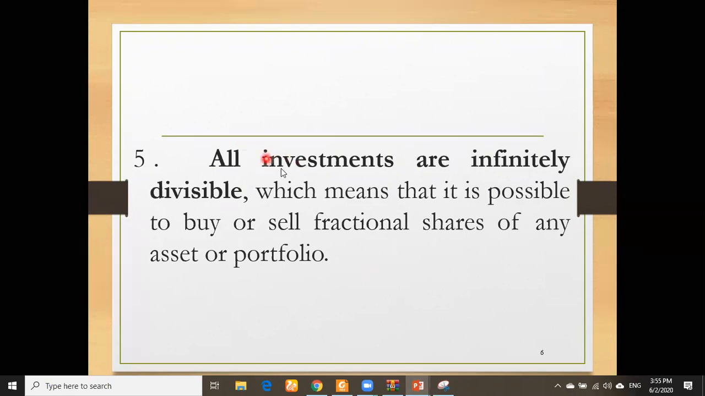And here, this says not only will you be able to buy stock in fractions, you will also be able to purchase a share in fractions as well. It means you can purchase a half share as well, right? So this is an assumption. All investments are infinitely divisible, which means that it is possible to buy or sell fractional shares of any asset or portfolio.